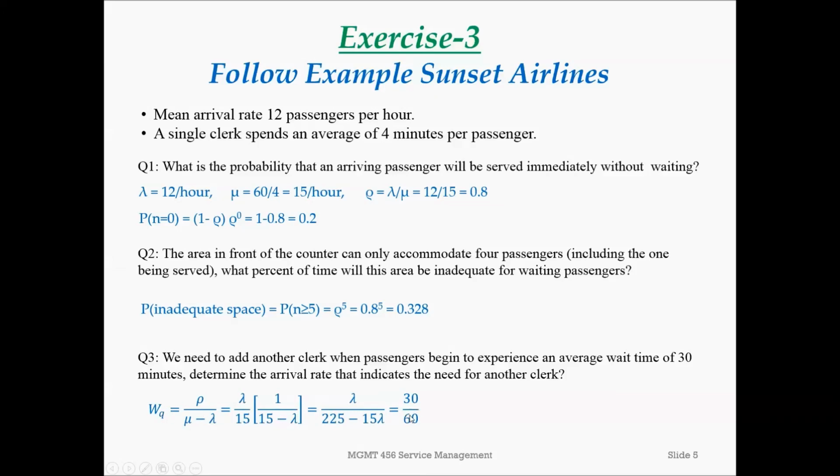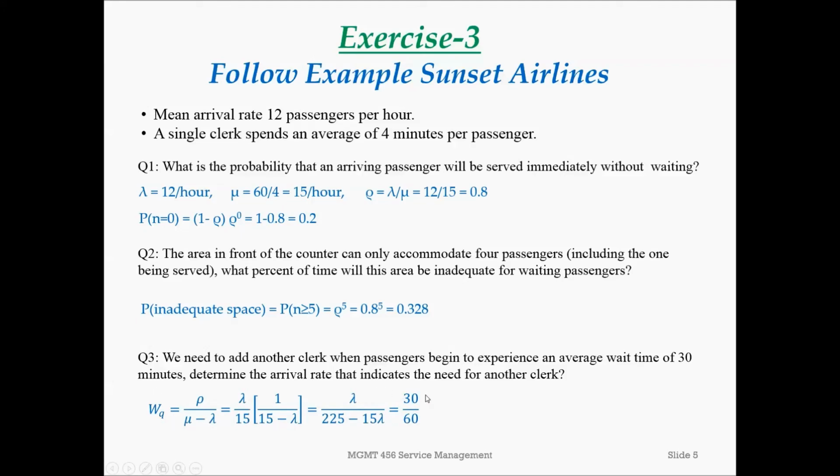The reason I did 30 divided by 60 is for consistency. As I said, when we apply this formula, both mu and lambda are per hour rates. That's why, for the average wait time, we have to use hours. The given information is 30 minutes. So we don't use 30 here, because 30 is not the right number. 30 means 30 minutes, and we want the average wait time in hours. So 30 minutes is equal to 30 divided by 60 hours, basically half an hour.